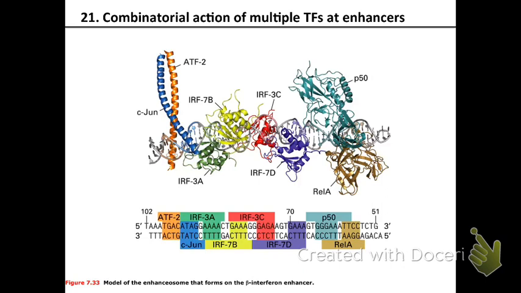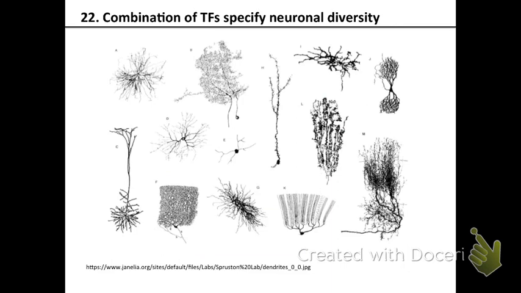Okay, good. A very nice example of combinatorial transcription regulation is seen in neuroscience. In neuroscience, there are many different types of neuronal cells, and you can tell each of these types apart because their structure and function are different, right? If you look at this nerve cell, it doesn't look similar to this one, and that one is very different from this one, etc., right?